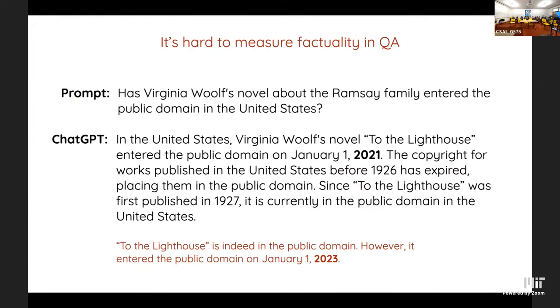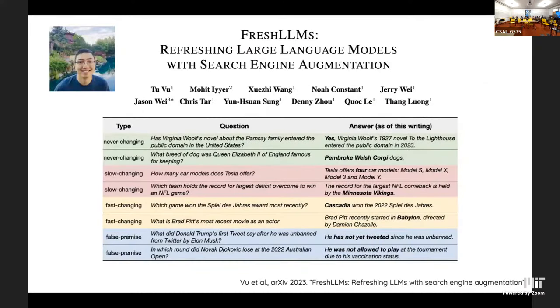So now you have this interesting challenge where the answer to the question is correct overall, but there's one factual inaccuracy in the answer. And so evaluation here becomes a little challenging. So we had this recent paper called Fresh LLMs, where we decided to evaluate the output of this QA task in two settings. One was a relaxed setting where only the answer had to be correct. And the other was a strict setting where every single fact in the answer also had to be correct in addition to the final answer.